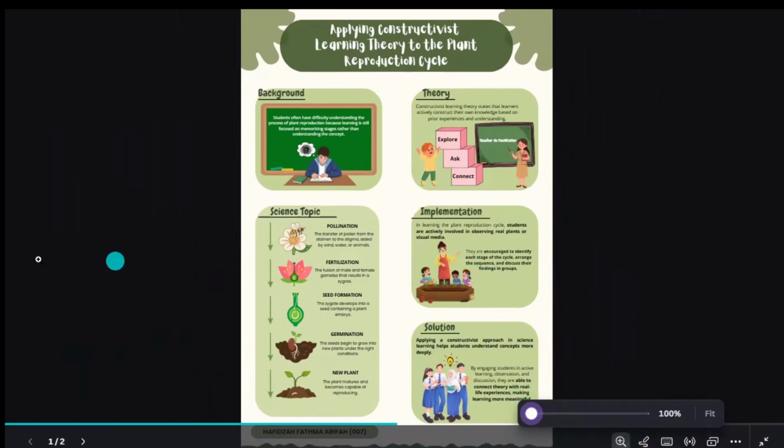Before I continue my presentation, I would like to ask a question. Have you ever wondered why students can memorize the stages of plant reproduction but still find it difficult to truly understand how the process works? Of course, this happens because learning is often focused on memorization rather than understanding. As a result, students may remember the stages but they do not fully grasp the concept or how it applies in real life.